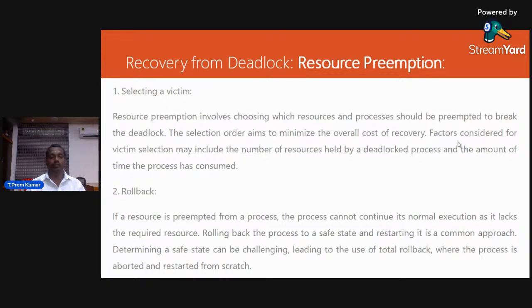Rollback. If a resource is preempted from a process, the process cannot continue its normal execution as it lacks the required resources. Rolling back the process to a safe state and restarting it is a common approach. Determining a safe state can be challenging, leading to the use of total rollback, where the process is aborted and restarted from scratch.